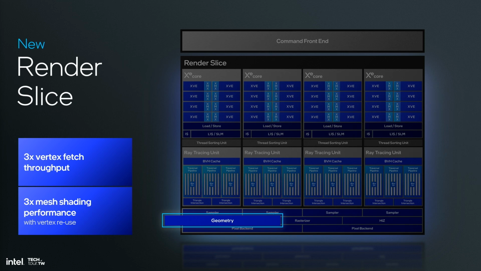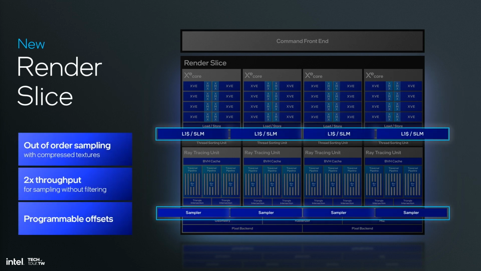On the geometry block, we've improved fetch, and we also have done a much better job with shading. We've redone how work is distributed to the geometry pipeline to improve utilization by a ton. And mesh shading performance has increased dramatically with vertex reuse. We now support what's called a stripe. If you think about DirectX, a lot of the time you have a vertex that's used across multiple triangles. We now take advantage of that in hardware and avoid a second fetch.